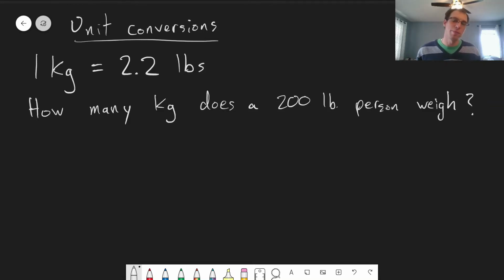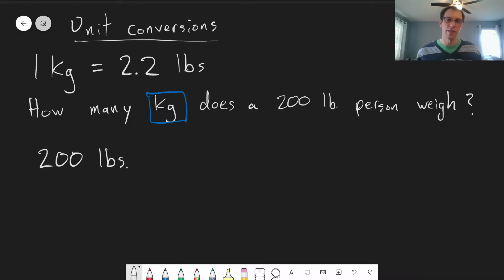So let's do a specific example here. How many kilograms does a 200-pound person weigh? Well, we know we have somebody who weighs 200 pounds, and that's our value. Our goal is to get it in kilograms. Let me go ahead and circle that in a different color. So this is our goal. We need something that lets us go from pounds to kilograms.